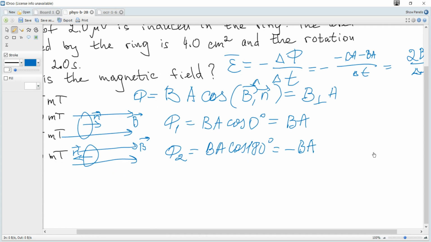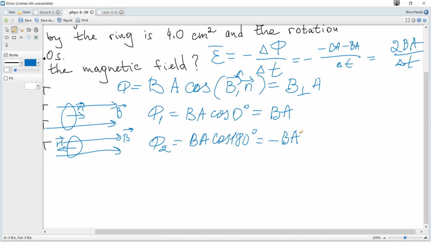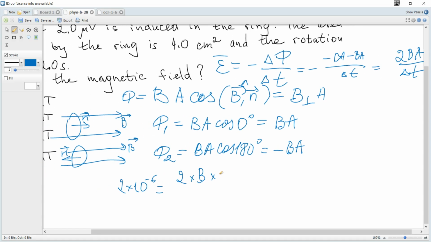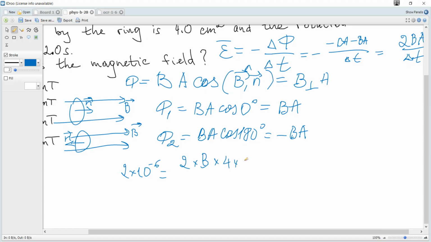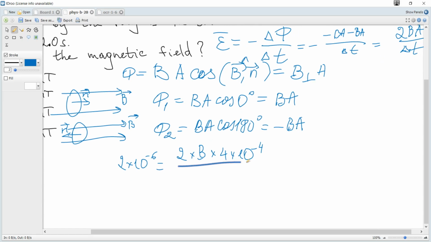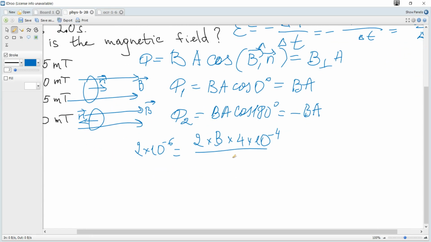So let's substitute values. So 2 times 10 to negative 6 is 2 times B, which is required, times area, which is 4 times 10 to negative 4 meters squared. It is given in centimeters squared. And divided by time taken, which is 2 seconds.